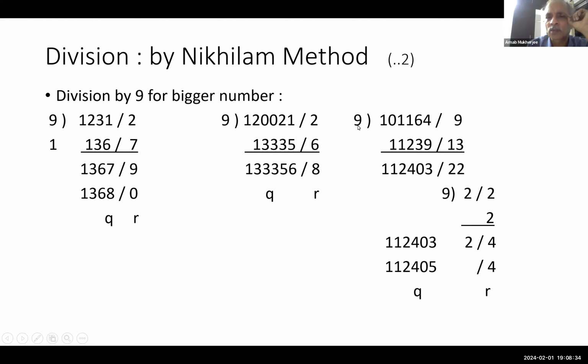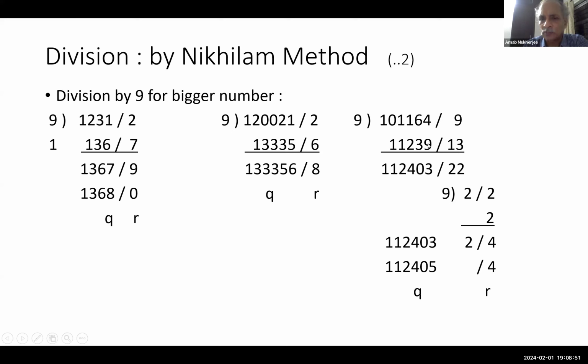101164. So 1 is copied here. 1 plus 0 is 1. 1 plus 1 is 2. 2 plus 1 is 3. 3 plus 6 is 9. 9 plus 4 is 13. The 13 whole thing goes to the remainder side. 13 plus 9 is 22, my remainder.